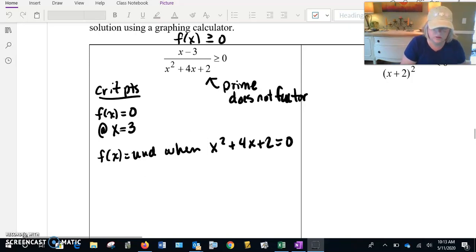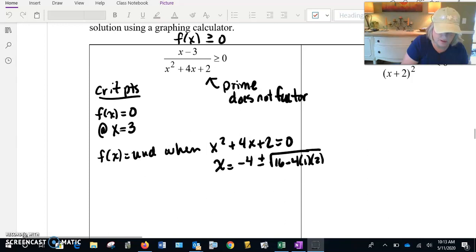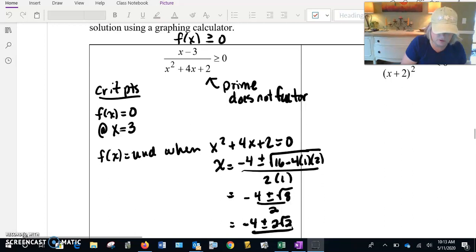I'm going to solve that using the quadratic formula. So x equals the opposite of b plus or minus the square root of b squared minus 4 times a times c, all over 2a. Let's simplify this down. This would be negative 4 plus or minus the square root of 8 over 2, which is negative 4 plus or minus 2 root 2 over 2. And I like to simplify to negative 2 plus or minus the square root of 2.